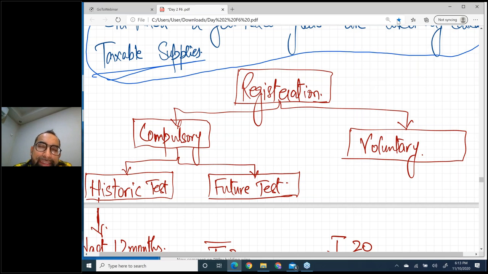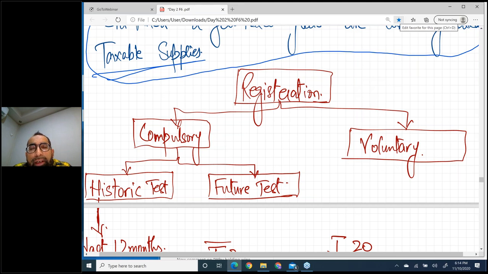Now write the second line. Only a registered trader can claim input VAT. That means if you want to claim input VAT, first of all you must be registered. Unregistered guys are not allowed even to enter the tax department. These are very basic things. I'm sure you know this before.